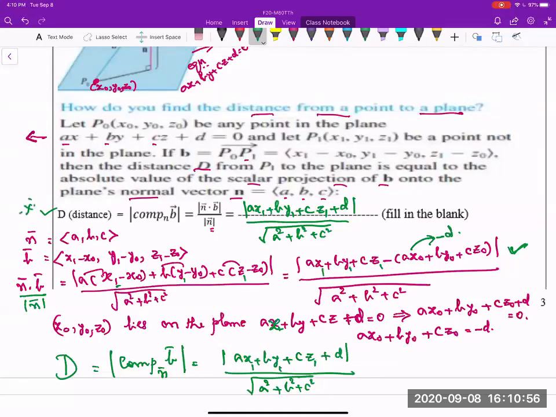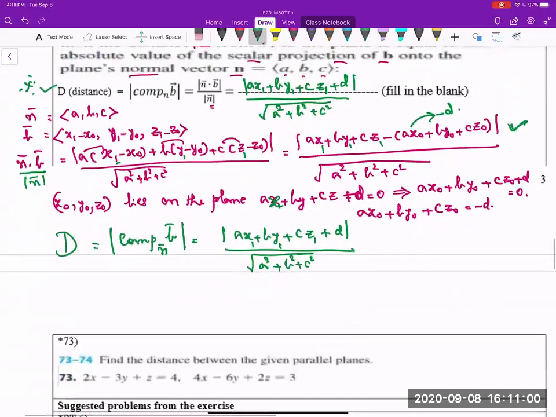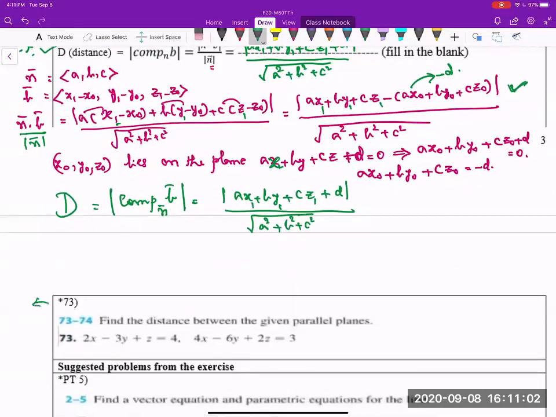Okay. So we have a problem. This problem is also worked out in my YouTube video for this section 12.5. So that completes the section.